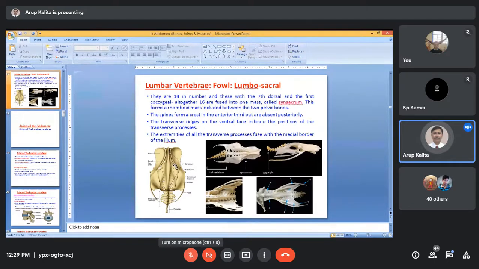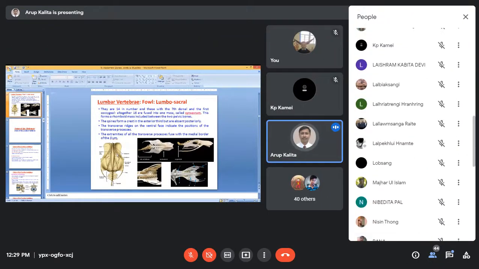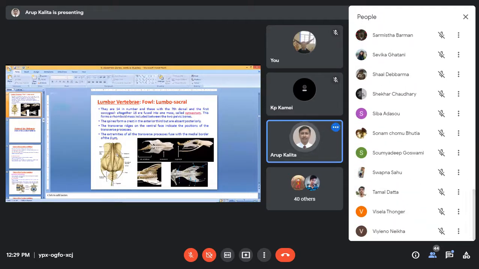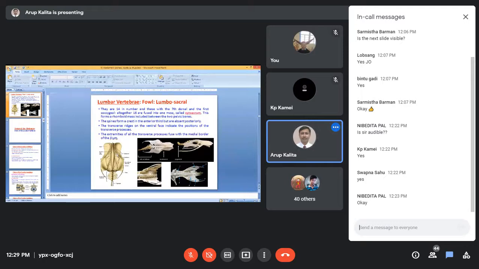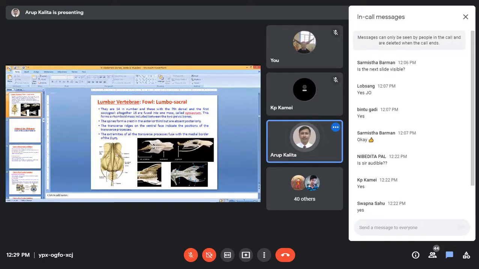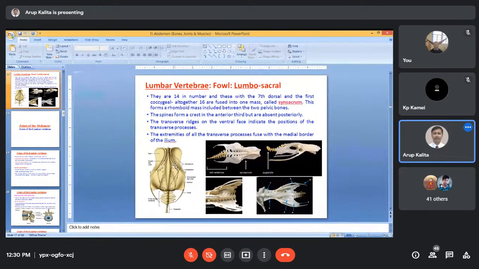Now coming to the horse. In case of horse, the transverse processes of the first 3 are directed backward. The 4th one is at a right angle. The last 2 are going forward. In case of dog, all the transverse processes are directed forward. In case of pig, it is also going forward.